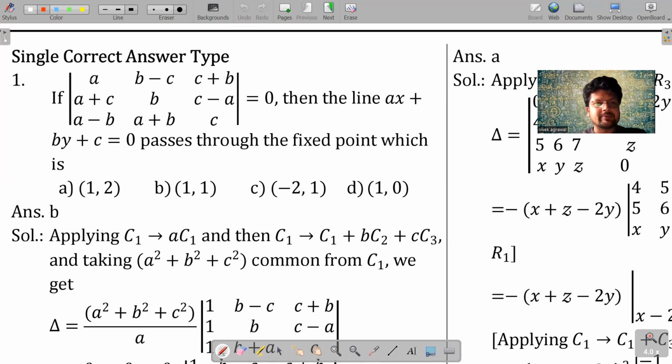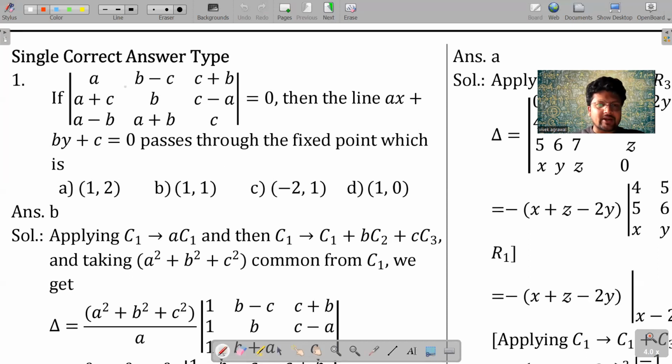So let's see this question. Suppose you have a determinant with rows a, b minus c, c plus b; a plus c, b, c minus a; and so on, which is equal to 0. Then it's asking: the line ax plus by plus c equals 0 passes through which fixed point?